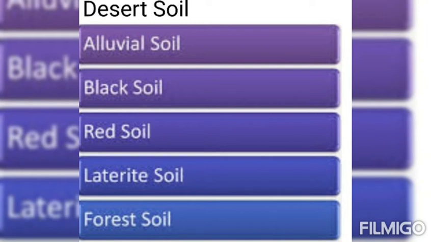Black soil, also known as cotton soil or regur soil. Since it is known as cotton soil, it is best for growing cotton. It has more clay particles, and clay particles absorb a lot of moisture. So it becomes very sticky after absorbing a lot of moisture. So proper tilling is needed, so that after proper tilling, it becomes aerable. It is able to absorb air and it does not become sticky.